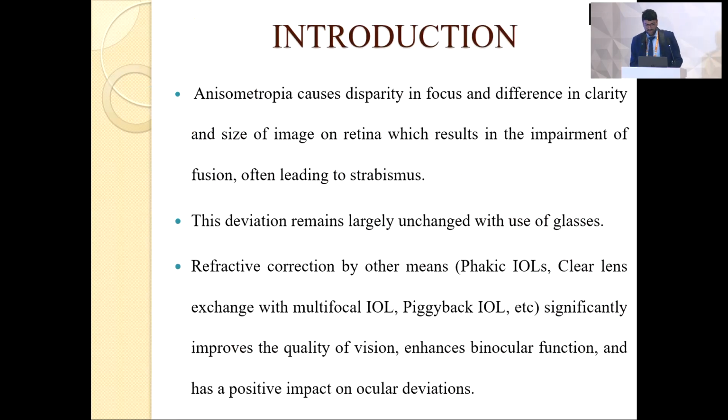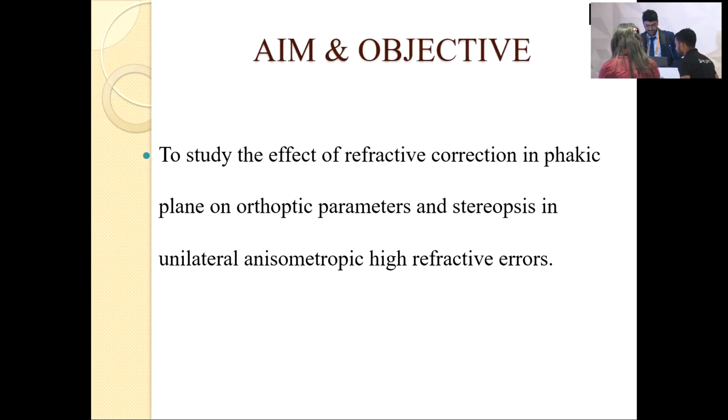As we all know, anisometropia causes disparity in focus and difference in clarity and size of image on retina, which results in the impairment of fusion, often leading to strabismus. This deviation remains largely unchanged with use of glasses, but with refractive correction by other means like phakic IOLs, clear lens exchange with multifocal IOLs, piggyback IOLs, etc., this significantly improves the quality of vision, enhances binocular function, and has a positive impact on ocular deviations.